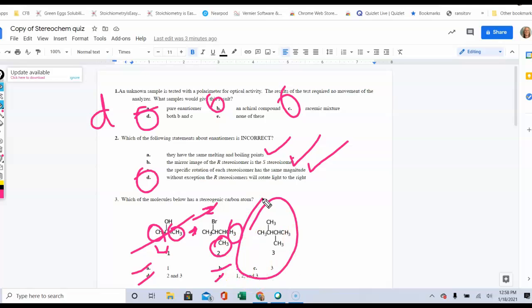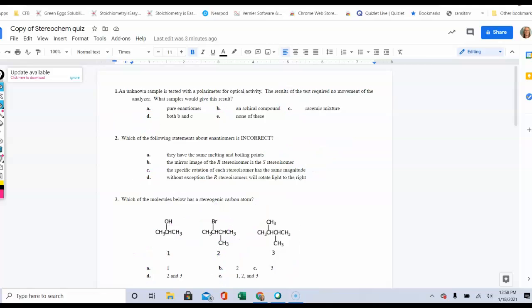And I have 1, 2. I'm going to have to draw some things out. Okay, let's go back to number 2. Let me erase some here. We've decided that number 1 will not work because we have a carbon with an OH here and an H here and a CH3 here, and that leaves a CH3 here. That's why number 1 will not work.